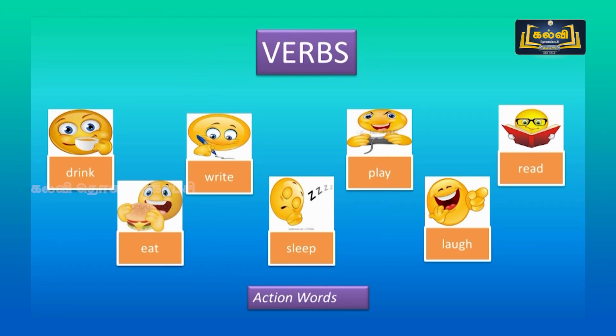Here you have different words that show different action. The first one, drink, eat, write, sleep, play, laugh and read. All these words are called verbs and they are action words. So, verbs are important because they help us to communicate about different events in our lives by combining words into sentences. Right. What are the different types of verbs?